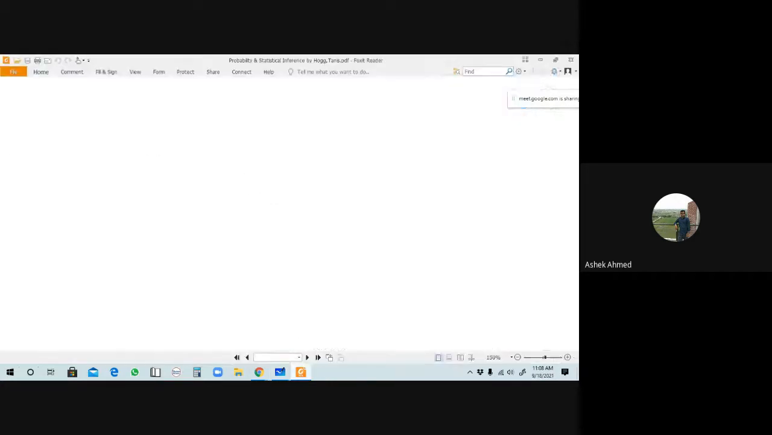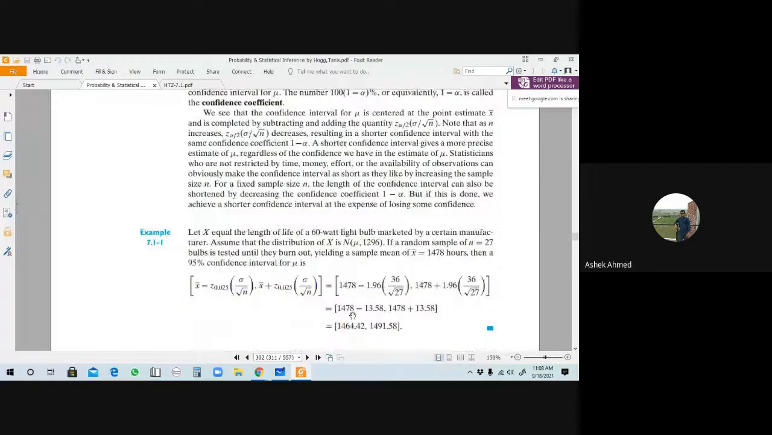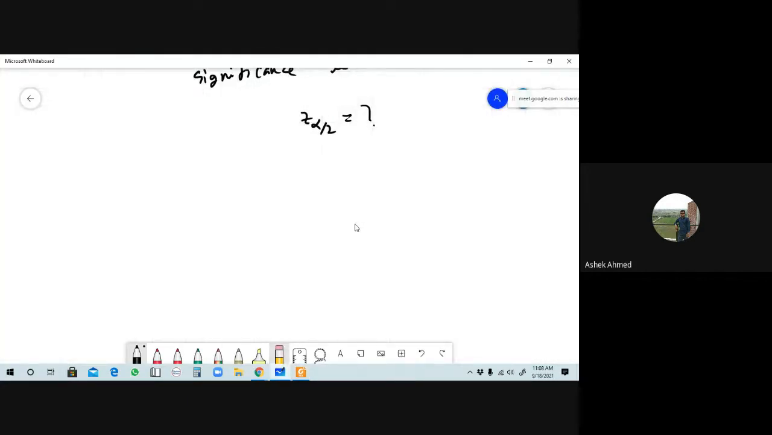For that case we will discuss an example from this textbook. Example number 1: let x equal the length of life of a 60-watt light bulb marketed by a certain manufacturer. Assume that the distribution of x is N of mu, comma, 1296. What do you mean by this? Tell me. Sir, the mean is mu and the variance is 1296.